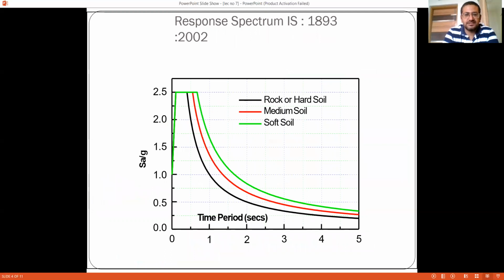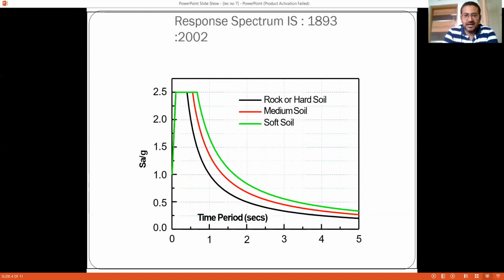So this is the snapshot from the graph that is taken from the IS 1893 code, where you can see that on the x-axis you have the time period, and on the y-axis you have the spectral acceleration values given by SA by G. Similar types of graphs can be produced for time period versus velocity, and time period versus displacement also.